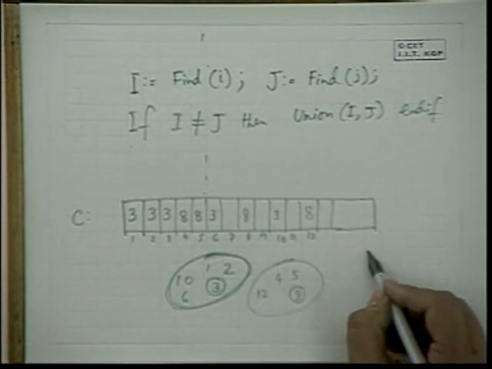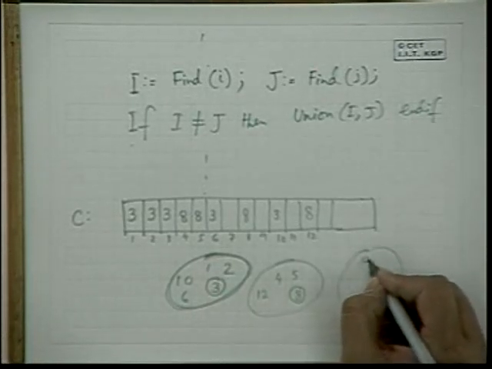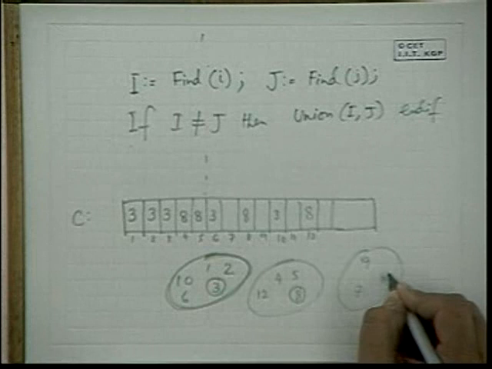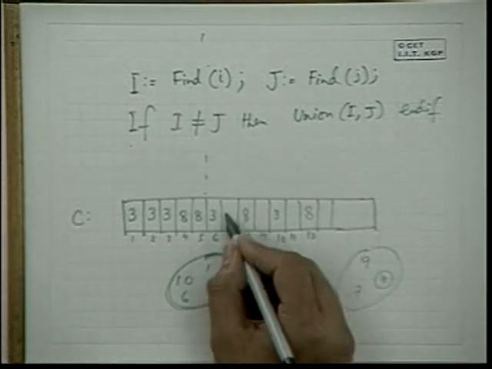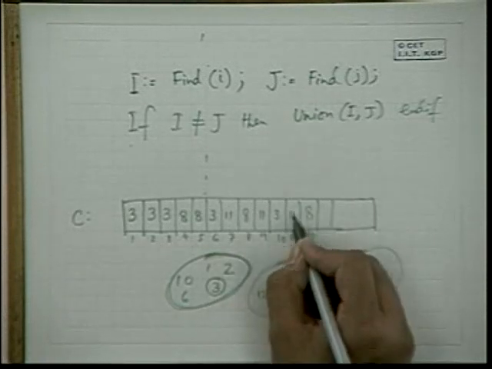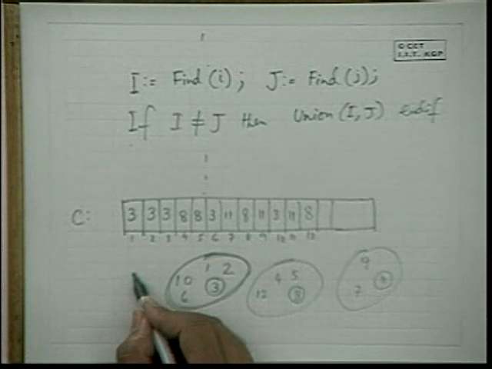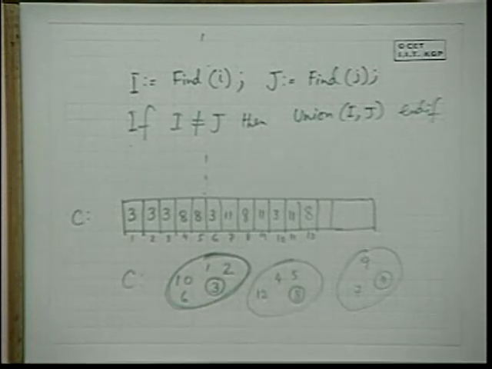And suppose we have another set. Say we have 9, 7, say 11. And 11 is the representation. So 7 will have 11, 9 will have 11, 11 itself 11. So suppose this is the system C. There are 3 sets, subsets, which are all disjoint.